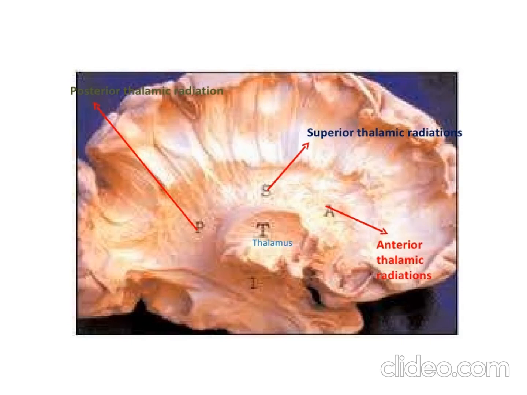These radiations are nothing but collections of nerve fibers that connect the thalamus to the other parts of the cerebral cortex. Now first we will move to the superior thalamic radiation. The superior thalamic radiation connects the ventral anterior, ventral lateral and ventral posterior nuclei of the thalamus to the motor, premotor and sensory cerebral cortex.